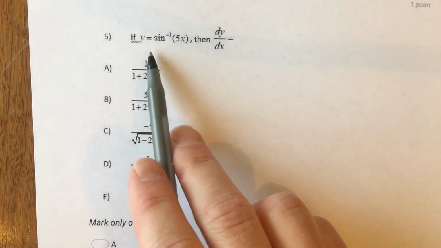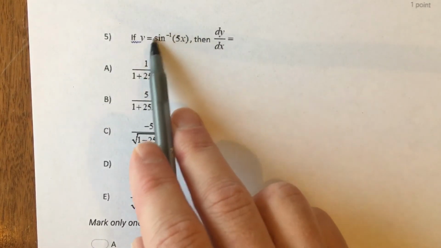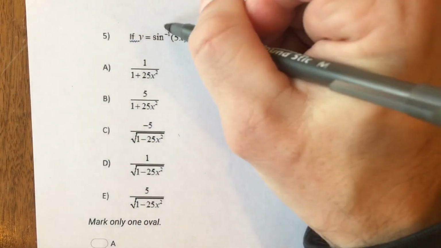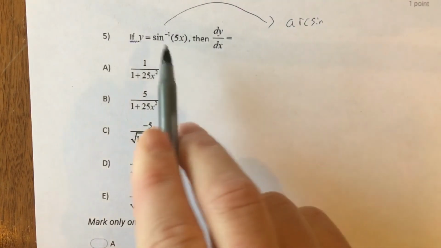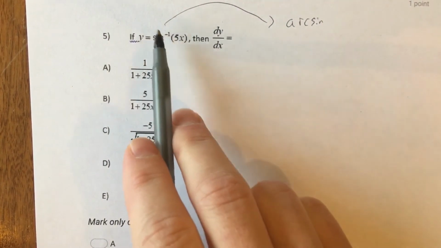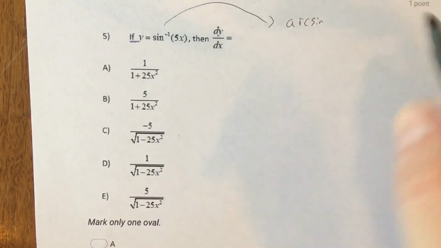Next one we have is this sine negative 1. So this is inverse sine or arc sine. So again, anytime we see sine negative 1, that's the inverse sine, which could also be written as arc sine.